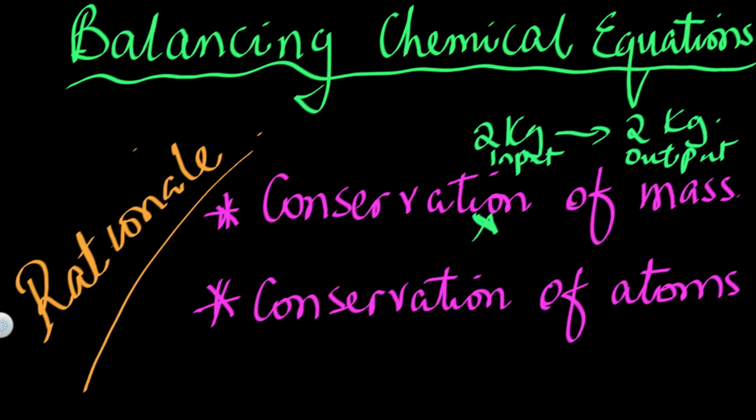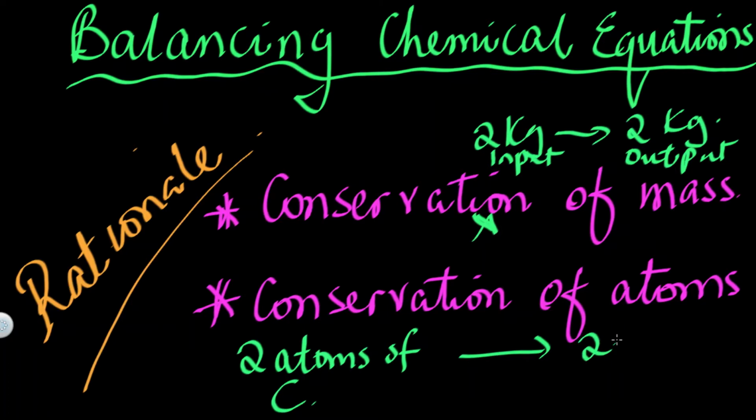Then there is also the law of conservation of atoms during a chemical reaction. What we mean here is that if we have two atoms, let's say in the input we have two atoms of carbon, at the end of this chemical reaction, we should also find two carbon atoms. See, two carbon atoms. During a chemical reaction, mass is conserved. During a chemical reaction, atoms are conserved.